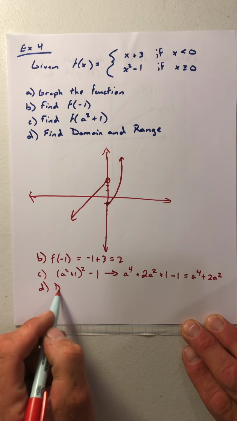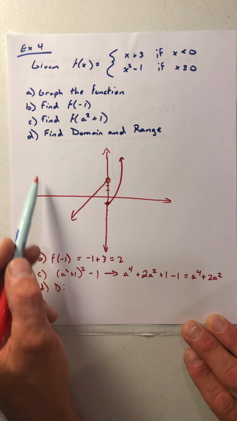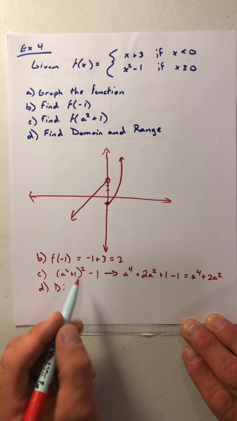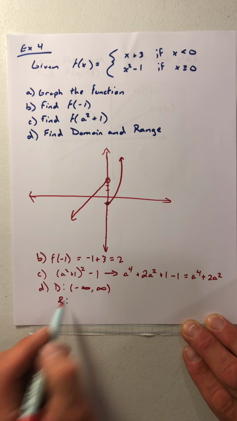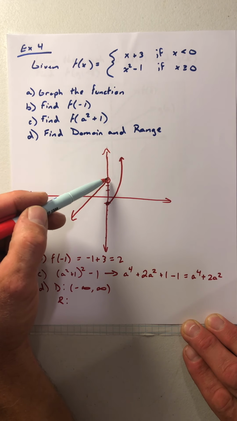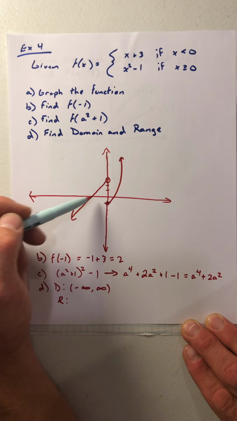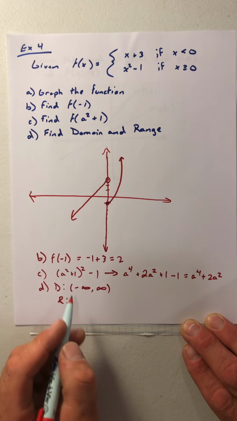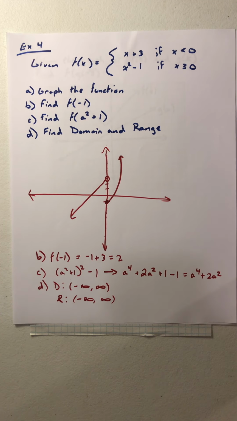And part D, domain and the range. Domain, notice from negative infinity to infinity, we can come up or down and touch any value we want. So negative infinity to infinity. My range as well, this branch is coming down forever, comes up to the 3. This branch starts at negative 1 and goes up forever, so we're going to have a little overlap actually. So our range is negative infinity to infinity as well.